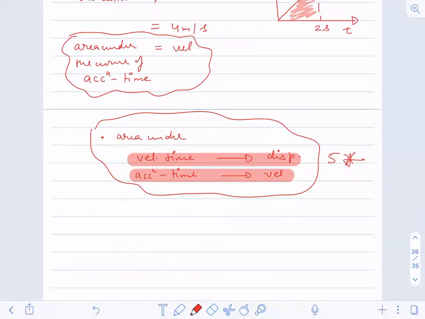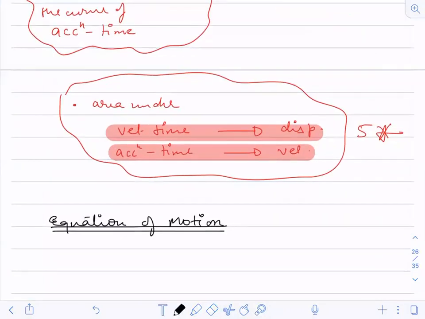Now we are going to see the equations of motion. Now, the first equation. We are going to derive the first equation. The first equation gives us the value of final velocity as the body is accelerating.